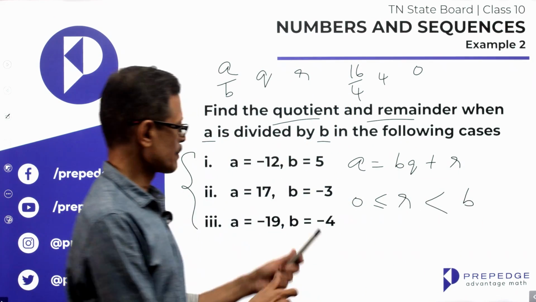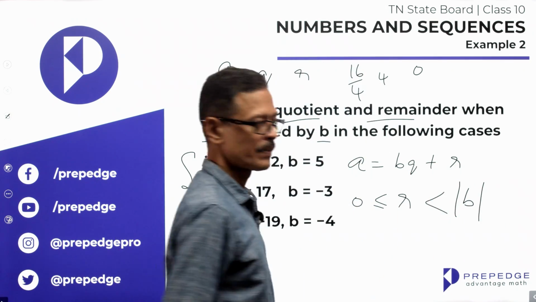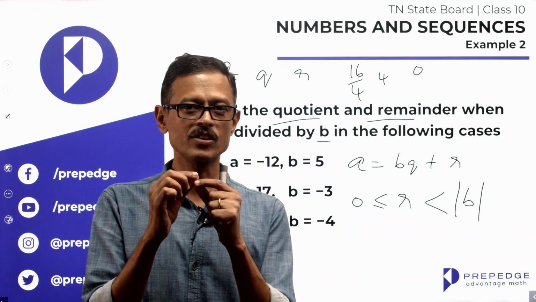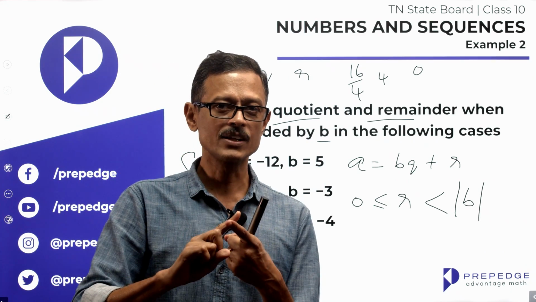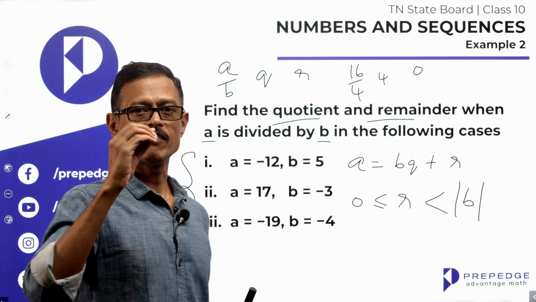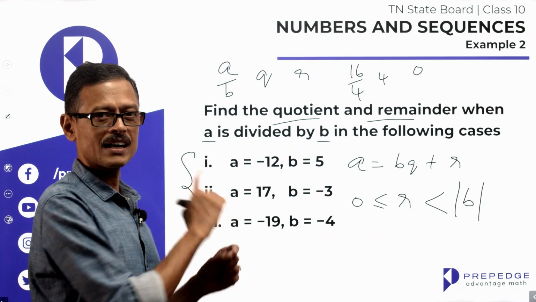It will be a number which is less than the divisor, right? In some cases the divisor is negative, so we'll use the modulus of b. Essentially, in all these cases when we are solving, we need to ensure that we get a remainder which is either 0 or a positive number. Accordingly we need to play around with the value of the quotient. So let's remember this. The question teaches us this very nicely in every problem.